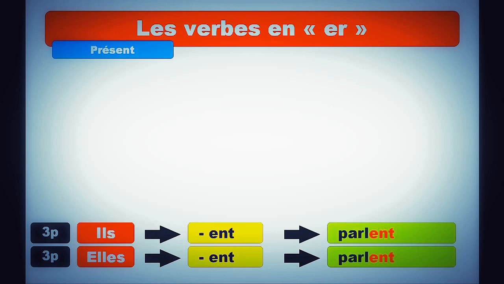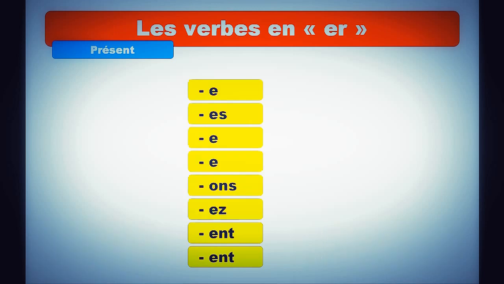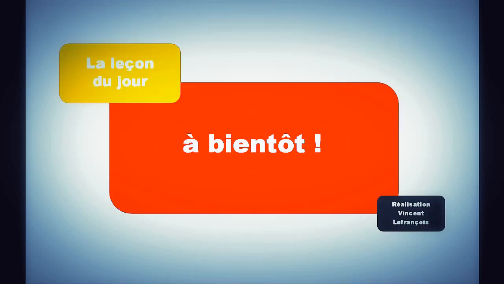Okay? But then, of course, the tricky thing is to remember how to write them. So keep in mind that the ending for je is e. For tu, it's es. For il, elle, it's e, nous, ons, vous, ez, ils, elles, in the plural form, ent. Okay, that's it for today.